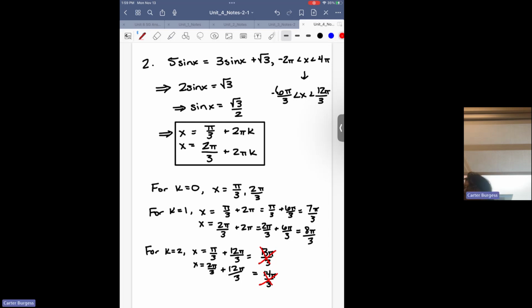We don't need to check when k is 3. We don't need to check when k is 4. We don't need to check when k is 10, because increasing these numbers further is not going to ever put us back in between -6 and 12, right? It's not going to fix what we see.